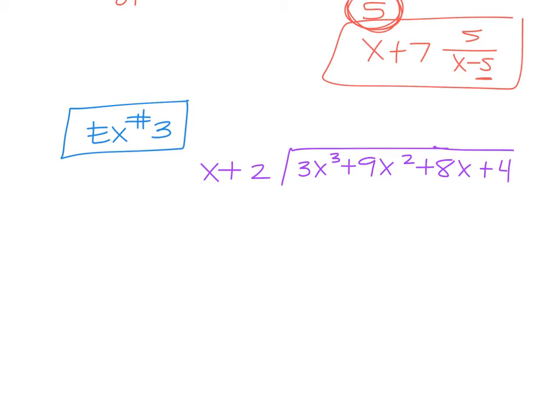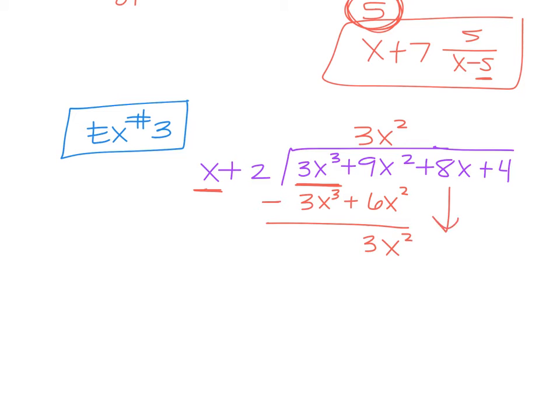Why is it cubed? All right. Now we're asking ourselves, x times what gets me 3x cubed? 3x squared, right? So I'm going to put that here, 3x squared, okay? When I multiply that, you get 3x cubed plus 6x squared. So we subtract that. 3x cubed minus 3x cubed goes away. That should happen every single time. 9x squared minus 6x squared is 3x squared.